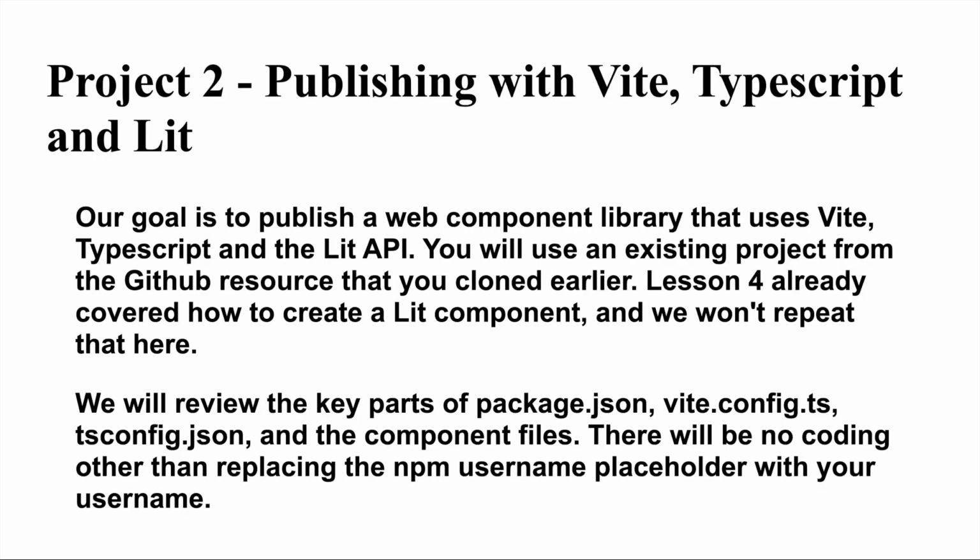We're ready to dive into Project 2, the core of Lesson 5. In this project, we'll publish a native web component built with Vite, TypeScript, and Lit 3. Then, we'll show how to use it in a plain web page. No Vite or frameworks required. Since Lesson 4 already covered the fundamentals of creating components, we won't repeat those steps here. Instead, you'll clone a GitHub repository, update the npm username, and then publish your component.